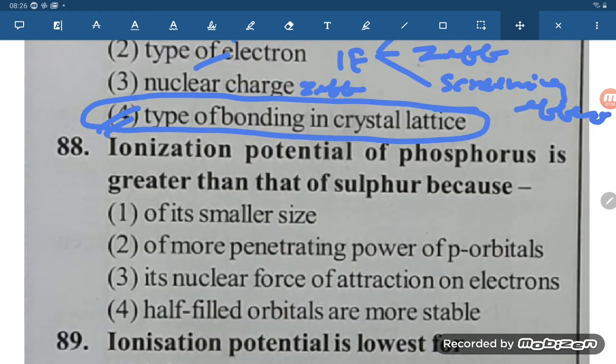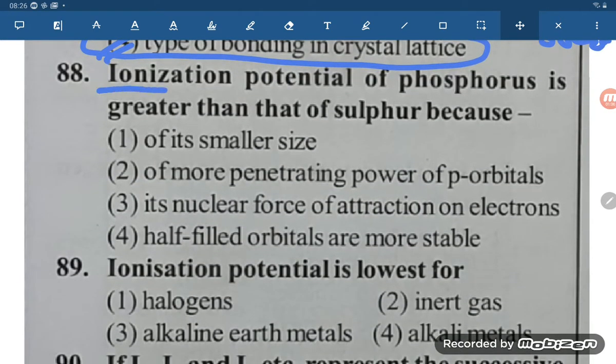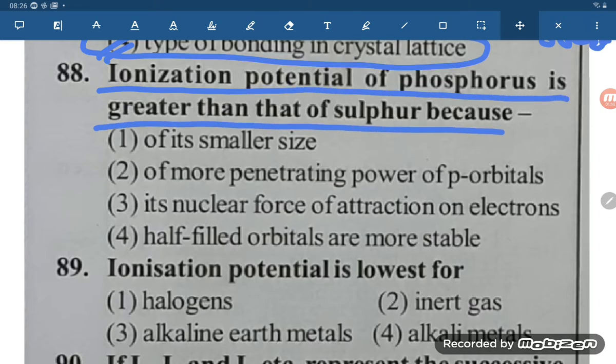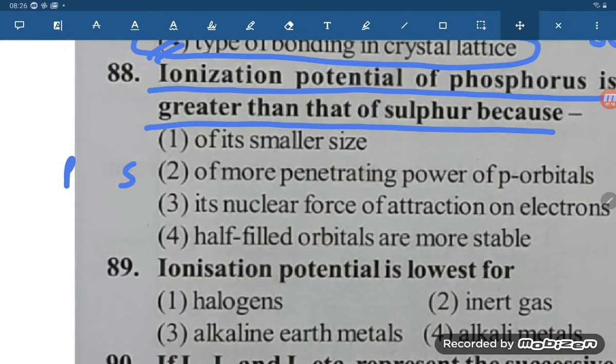Now let us move on, students. Problem number 88. Ionization potential of phosphorus is greater than that of sulfur. Whenever you are going from phosphorus to sulfur, phosphorus has atomic number 15 and sulfur has 16. The phosphorus valence shell configuration is half filled. Half filled means this is a stable configuration.